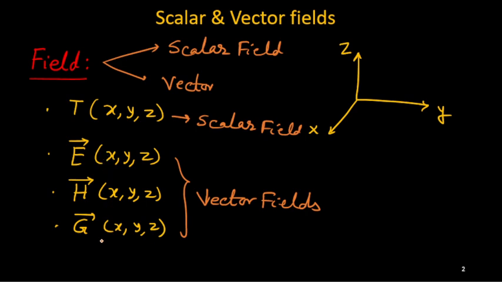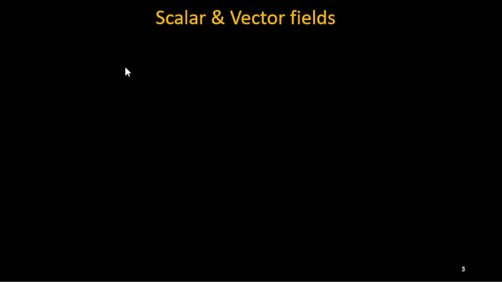Now in this video, we will try to understand how to represent the scalar fields and the vector fields in a graphical way, and what operations we can perform on scalar fields and what operations we can perform on vector fields. That we will try to understand here. So let us start with scalar field in a detailed way. What is a scalar field and how to draw the scalar field? This is our task.